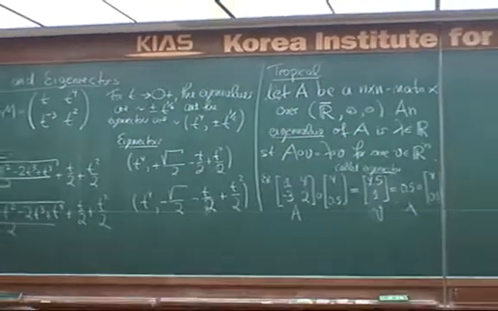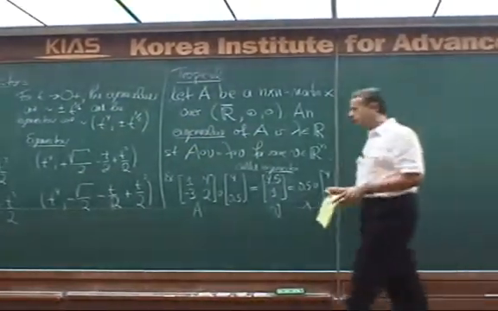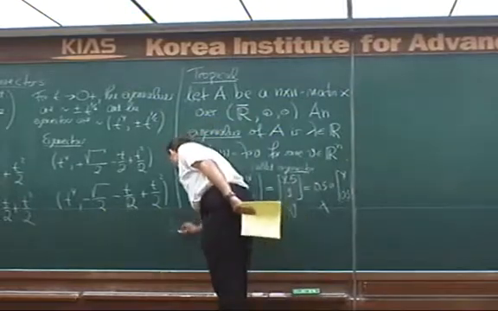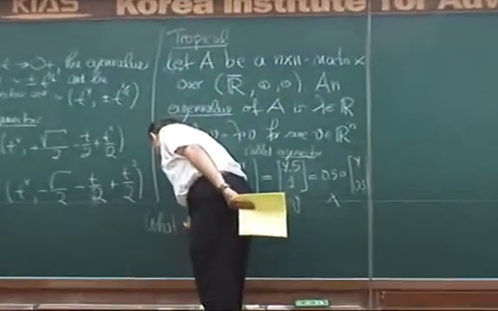Okay, now what is the eigenspace? This is an important question I like to address. Suppose we have an eigenvector. What is the eigenspace?